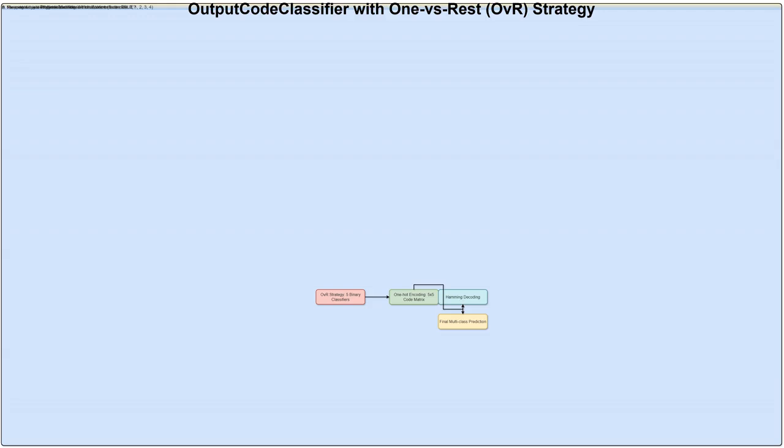Okay, let's break down this core concept. The OutputCodeClassifier uses a strategy called 1 vs rest, OVR. Imagine you have 5 different types of fruits. OVR creates a separate model for each fruit type. Each model learns to distinguish, is this a banana, versus, is this not a banana? It does this for all 5 fruit types. This is a fundamental part of how this classifier works, and it's what lets us handle multiple classes.